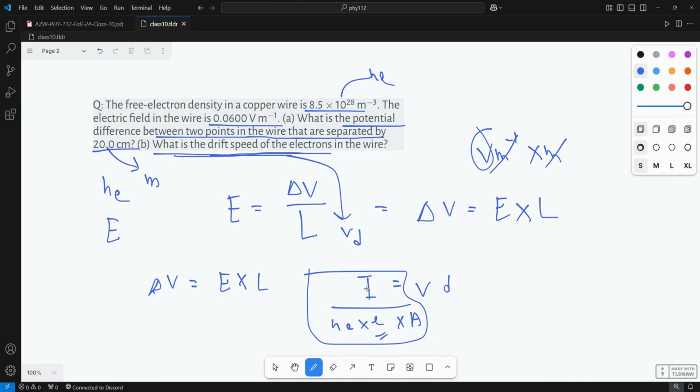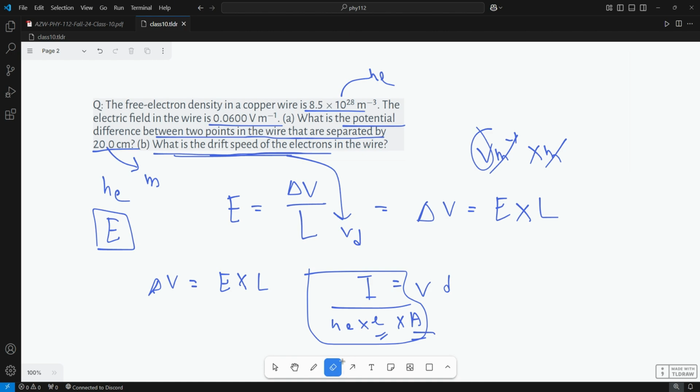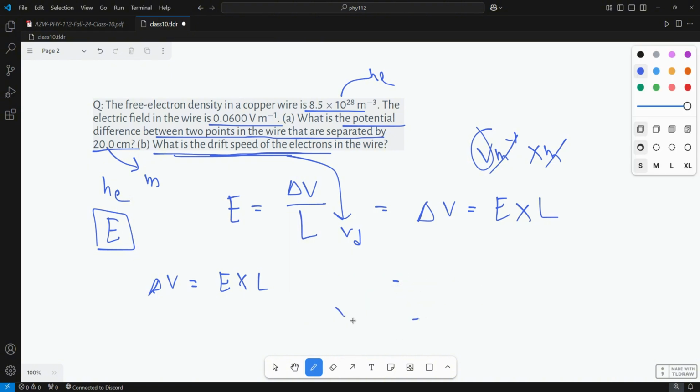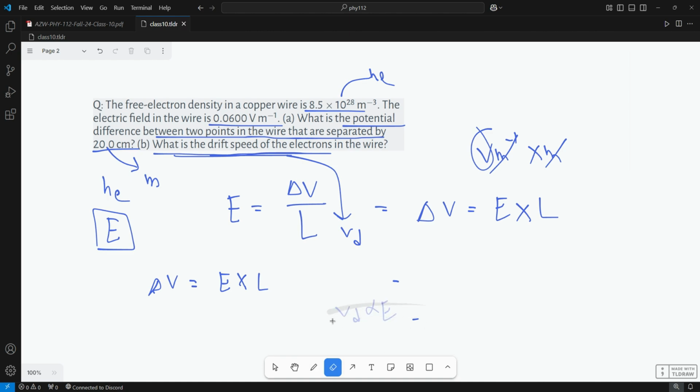And for the value of A, we can just use the electric field to find the velocity. We don't need all that. You know that drift velocity is directly proportional to the electric field. You can just use that.